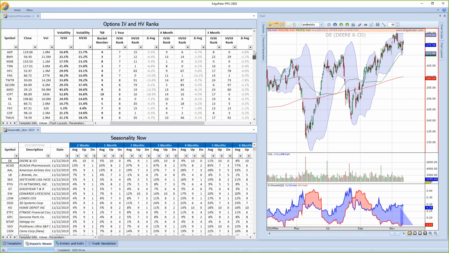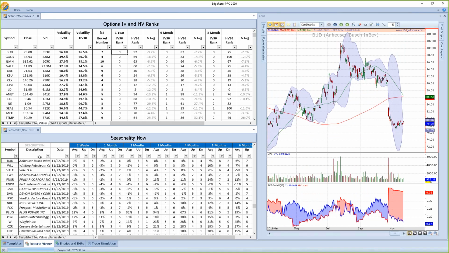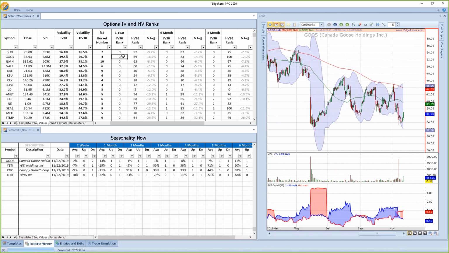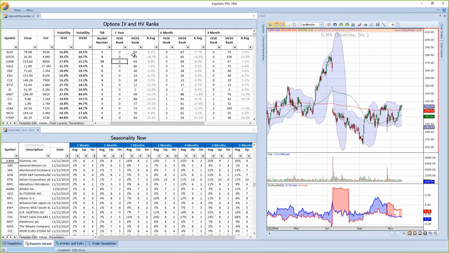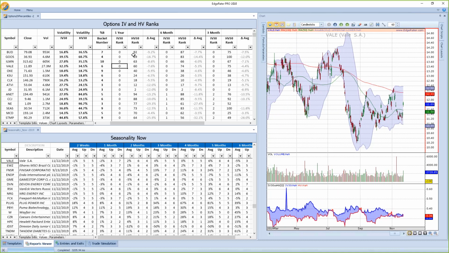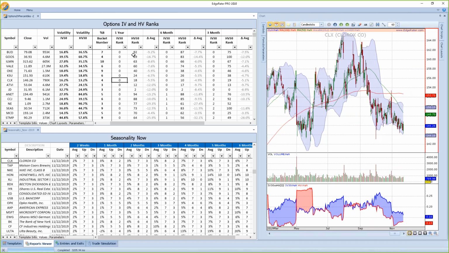Okay, so now as I go down through this list from Bud down here, you can get an indication that the upcoming move in Bud over the last 10 years is basically a 50-50, a 0% average with a 5 and 5. And as I come down to the others, as you just scroll down through the list, the seasonality template will update to show if there's any good seasonal expectations.